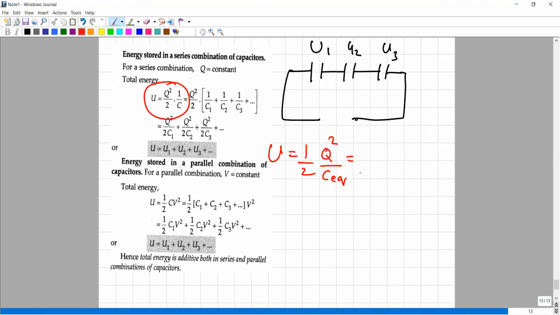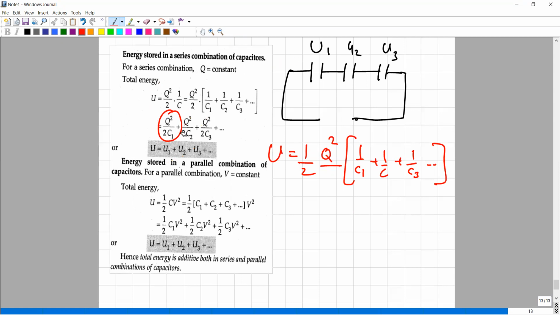Divided by equivalent capacitance, then this equivalent capacitance itself is equal to 1 by C1, 1 by C2 plus 1 by C3 and so on, which is actually the sum of the individual energies. So energy stored in this capacitor is half of Q square by C1. Energy stored in the second capacitor will be half of Q square by C2, then half of Q square by C3, and you can keep on doing it. That means the total energy considering the equivalent capacitance is actually the sum of the individual energy stored in capacitors.